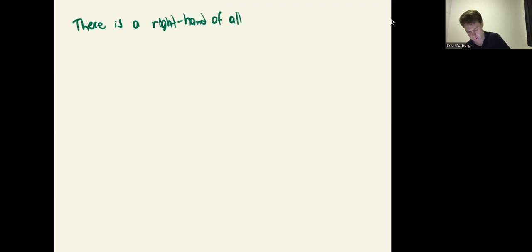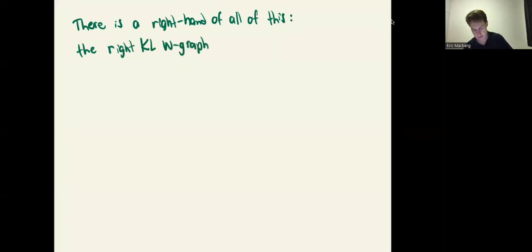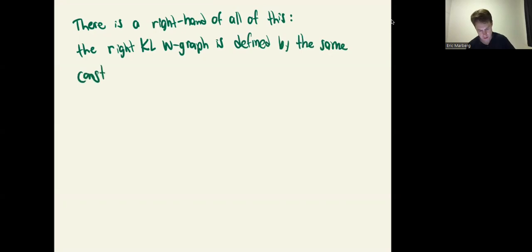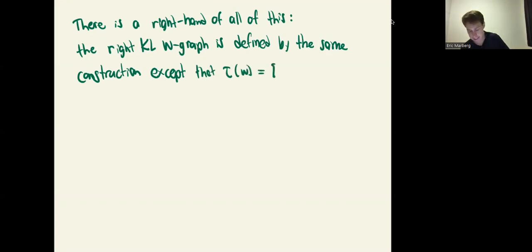I don't have time to go through the fairly well-known explicit description of the RSK correspondence, but I just want to comment that there is also a right-hand version of all this, where the right KLW graph is defined by exactly the same construction, except we define tau of W as the set of right ascents instead of left ascents. But everything else is the same.